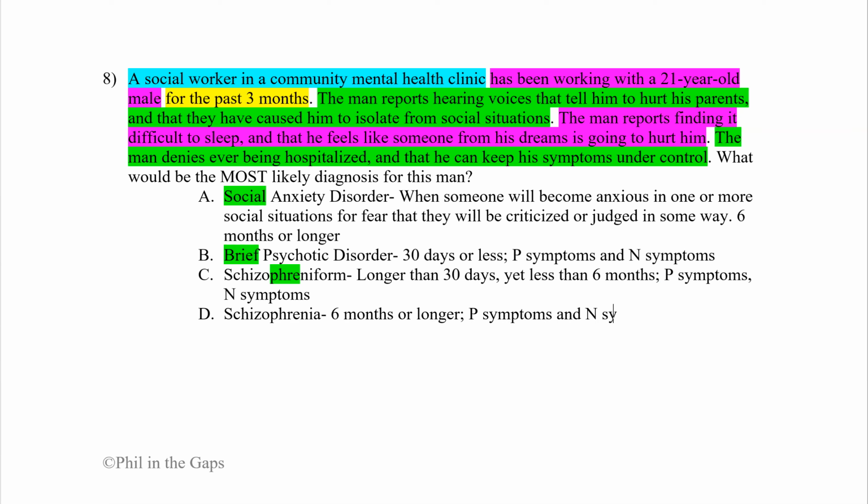So let's look back at the question to see what we're looking at in particular. Quick review: social worker, community mental health clinic, 21-year-old male, past 3 months, any length of time. Hop on top of it because it paints a picture of what we're looking at this given moment. He reports hearing voices, so auditory hallucinations, that tell him to hurt his parents, caused him to isolate, what could be a part of the negative symptoms, keeping away from families and friends.